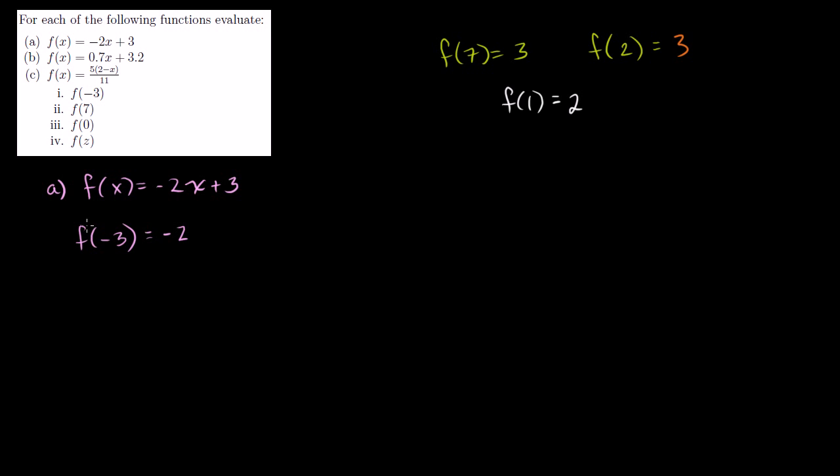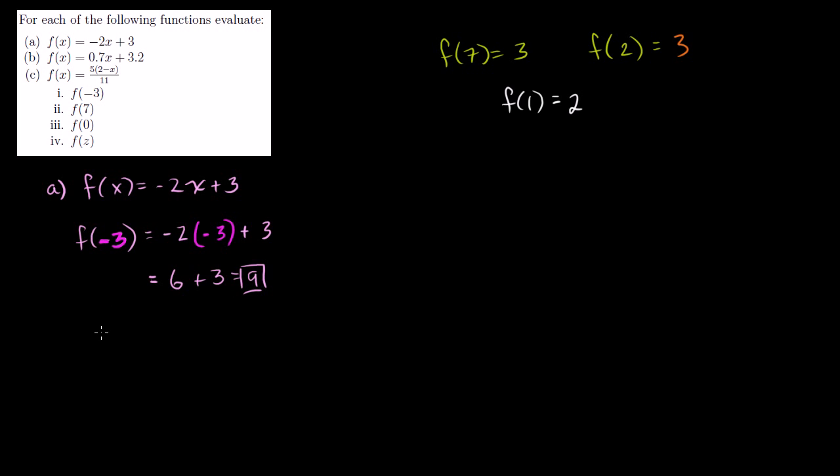Let me do it this way so you see exactly what I'm doing. So that negative 3, I'll do it in that bold color. So it's negative 2 times negative 3 plus 3. Notice, wherever there was an x, I put the negative 3. So I know what the black box is going to produce. This is going to be equal to negative 2 times negative 3 is 6, plus 3, which is equal to 9. So f of negative 3 is equal to 9.